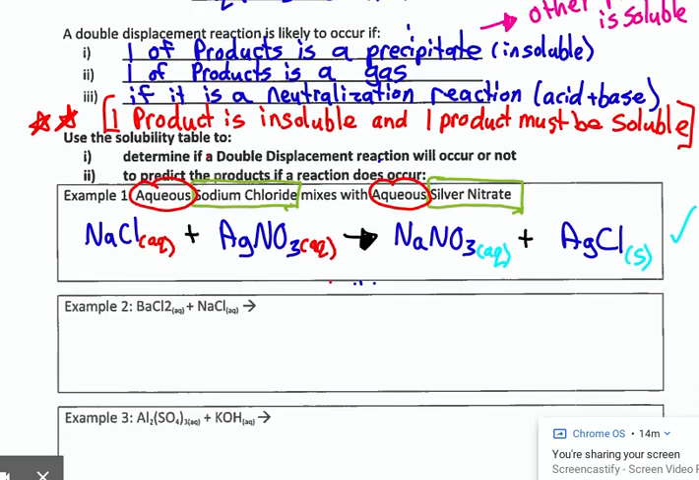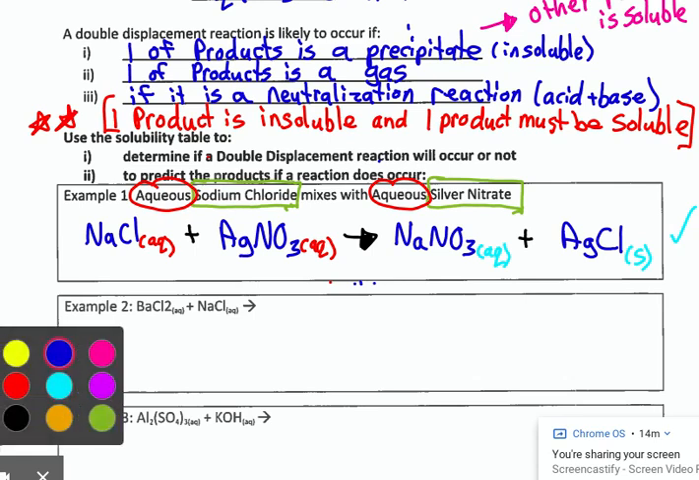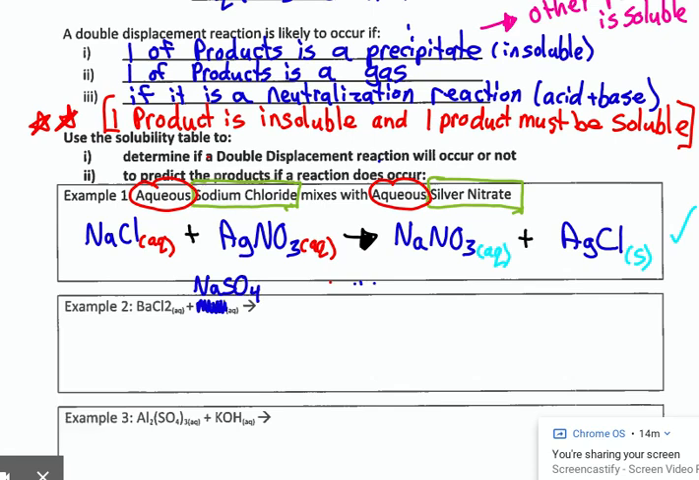Let's look at our next example, barium chloride and silver chloride. Actually, I'm going to change this one. I've got a mistake here. We're going to change this one to sodium sulfate, NaSO4. So the first thing you want to do is do the little switcheroo and figure out what the compounds are that are going to form as your products.